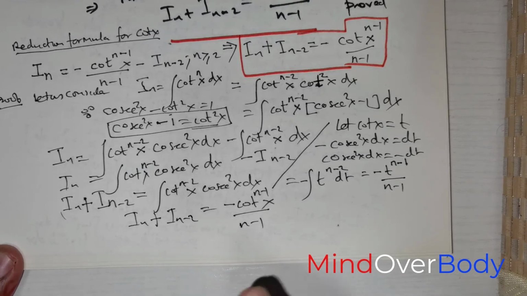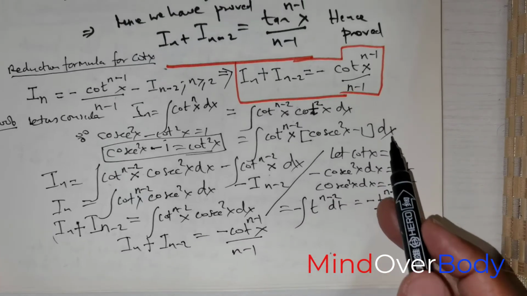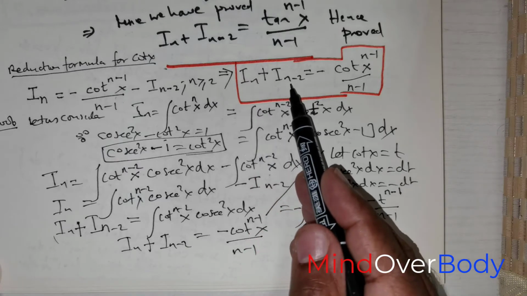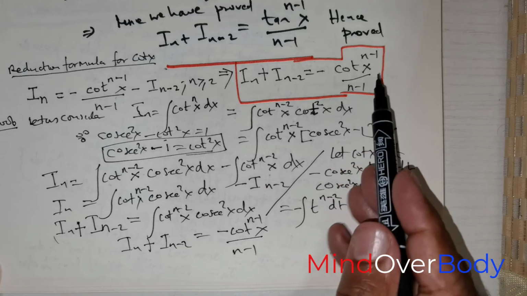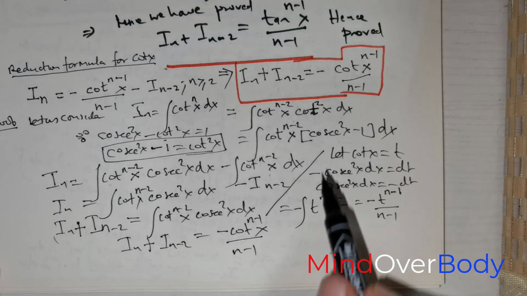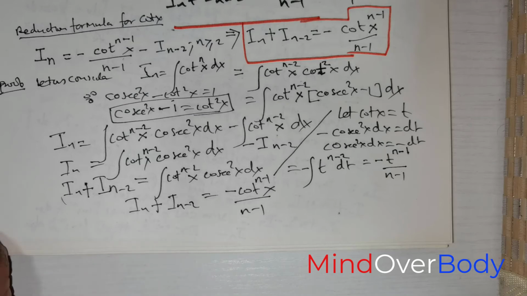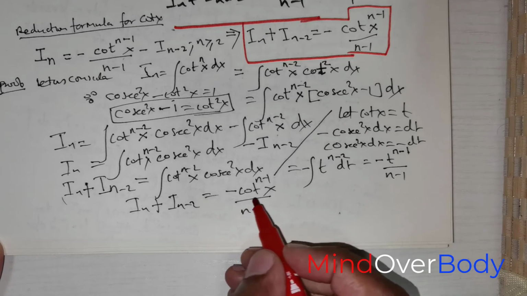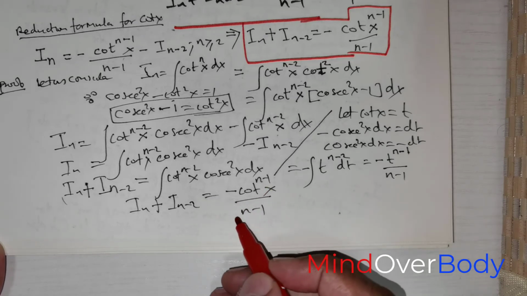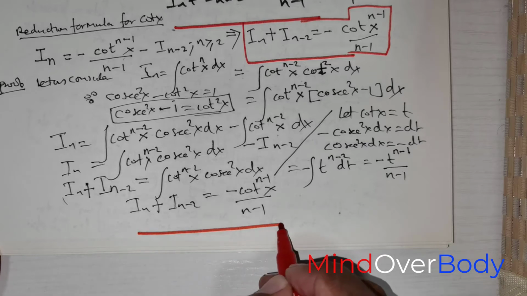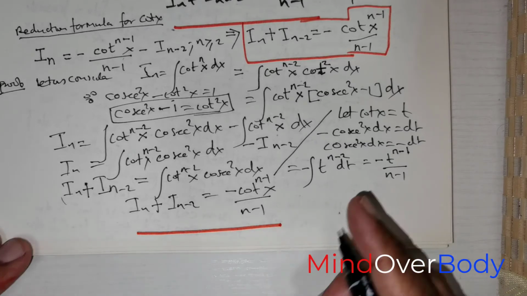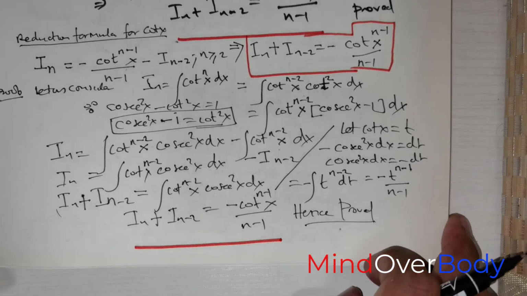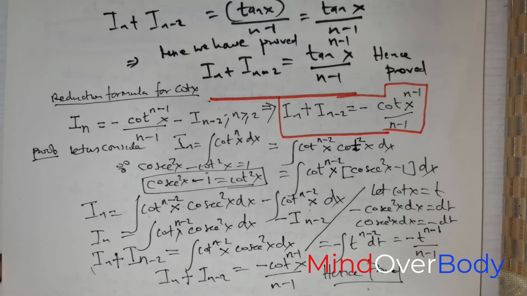Now let us compare this with the formula that we are aiming at. So this is the formula we are aiming at, right? What we have got here is I_n plus I_(n-2) is equal to negative cot^(n-1) x divided by n-1. Just check this out. We have got the same thing. So this is the right place to draw the red line and then state here as proved, right? That is a beautiful result for cot, and we will move on, students.